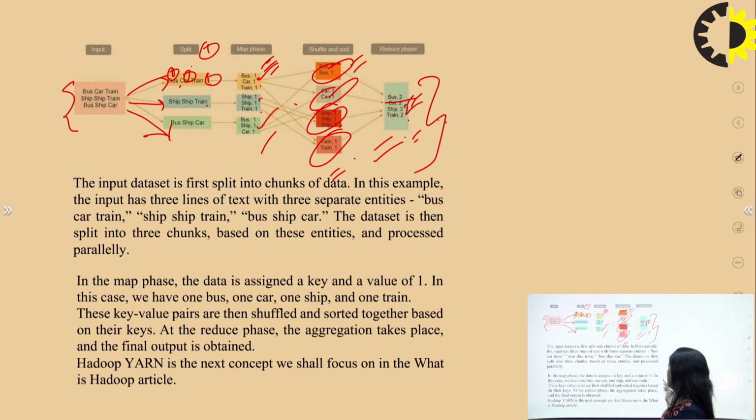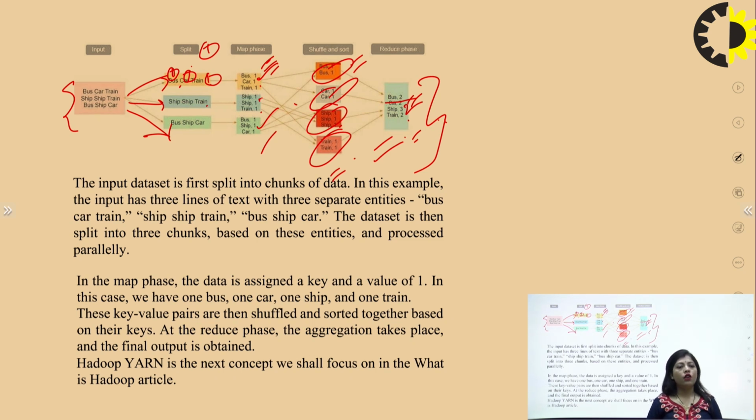So the input data set is first split into small parts, and in the map phase, data is assigned a key and a value of 1. These key value pairs are then shuffled and sorted together based on their keys, and at the reduce phase, aggregation takes place and the final output is obtained.